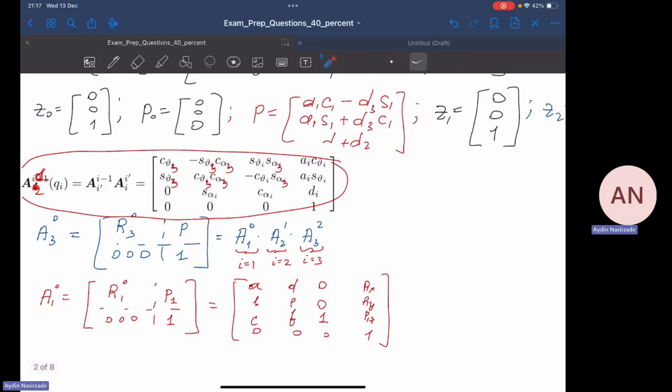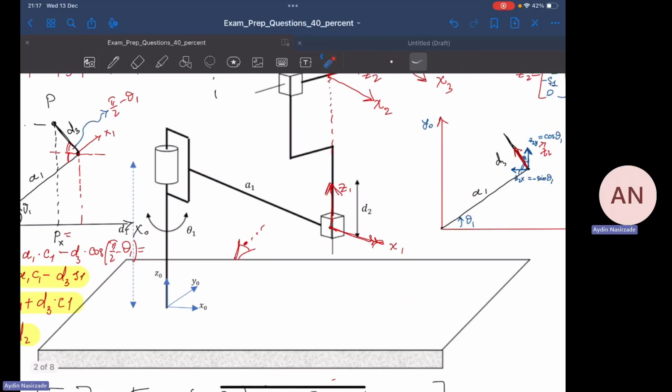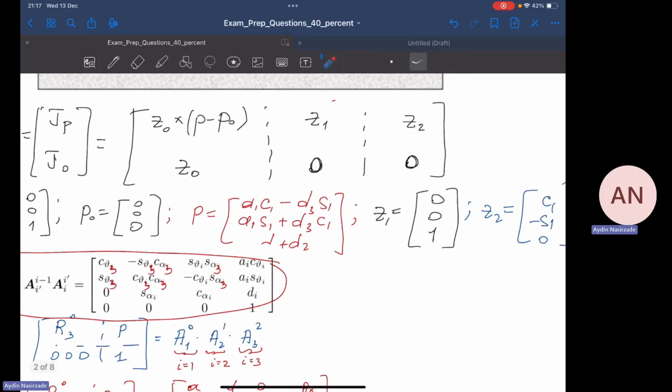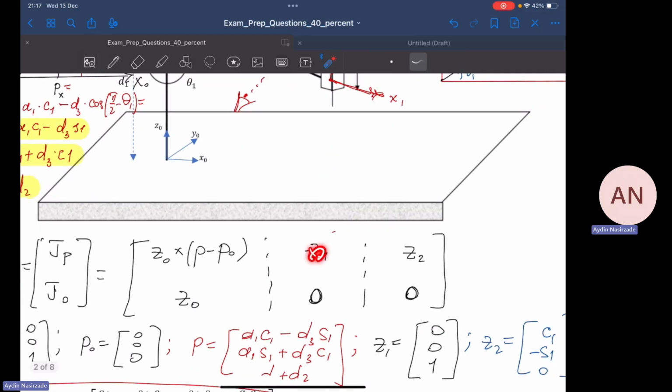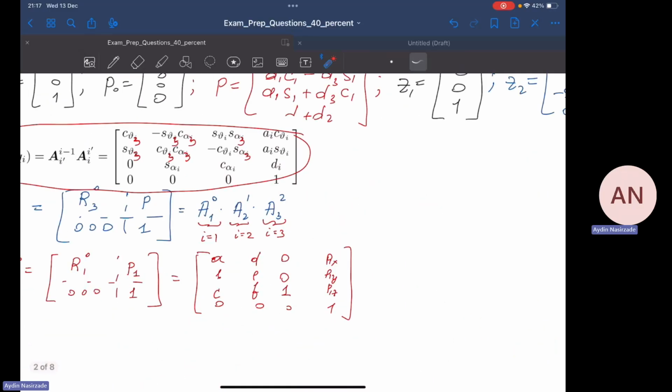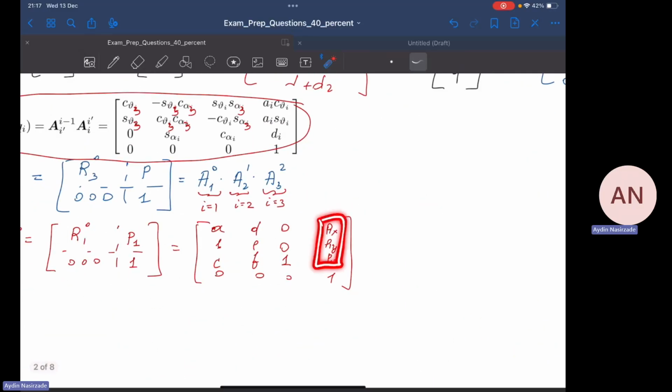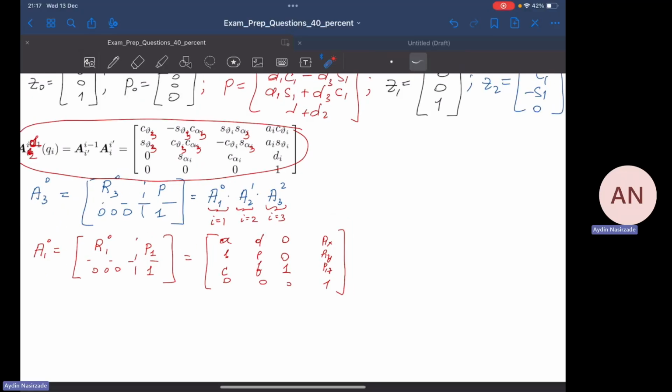So if you have a question or a configuration of a manipulator, not like that but something else, for example, if instead you have a revolute joint here, then the equation in the second column will be Z1 cross product P minus P1. So where is P1? P1 can be found here. This is P1. That's what I wanted to tell you.